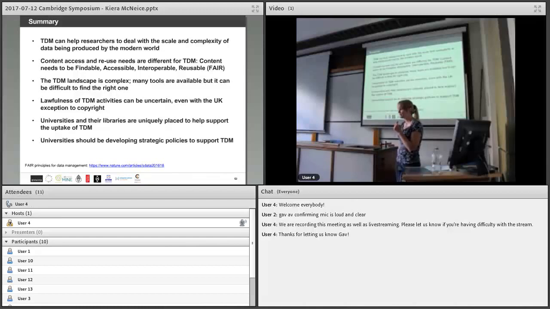So I think there is definitely some marketing to be done around what text and data mining is and what content analysis is, and trying to make it more accessible to people who aren't familiar with the terminology that we often use to describe this. I think that's a really good point.